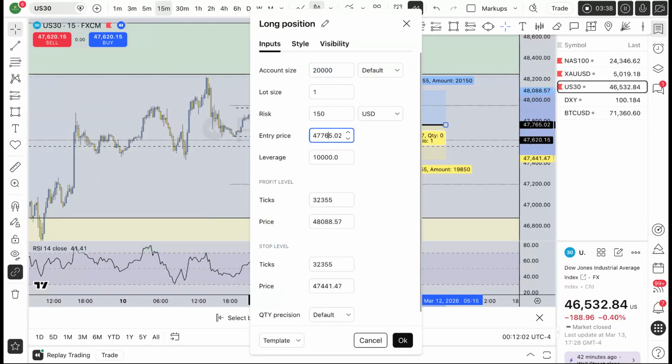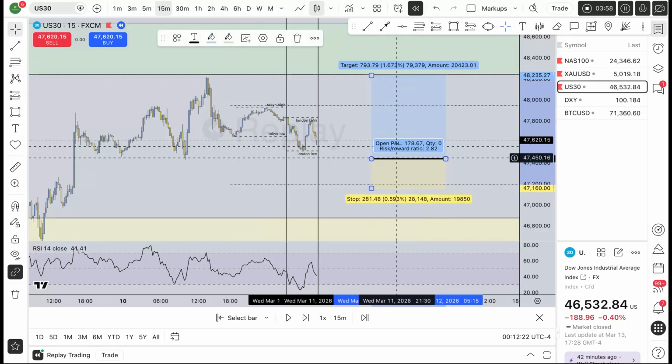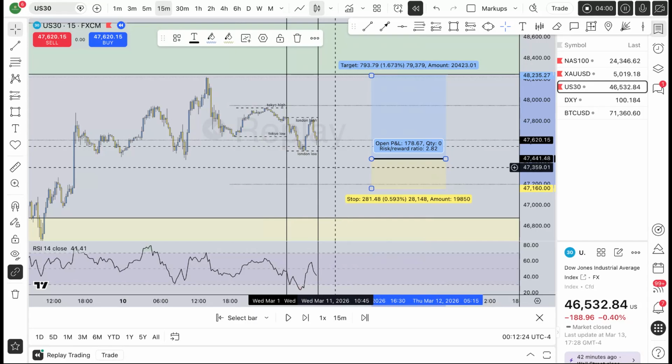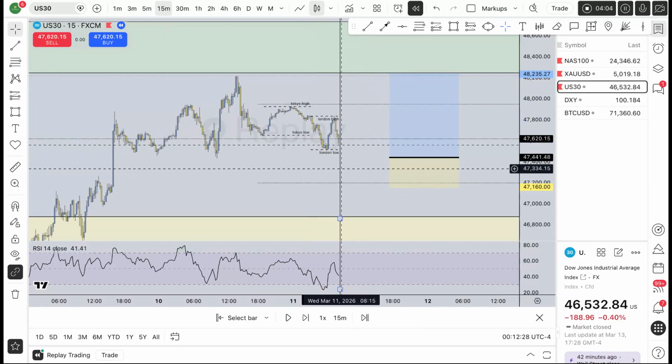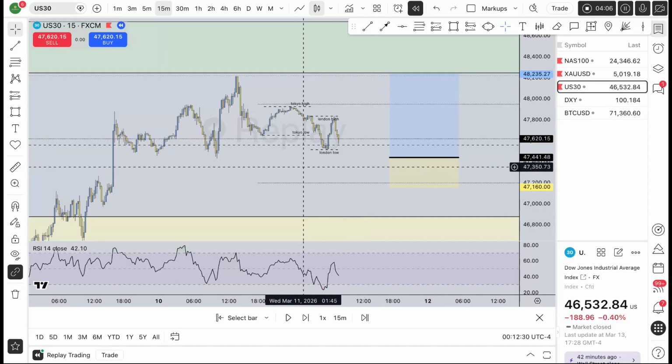Let's mark it. Our entry price was 47,326.04. Our profit level is 48,235.27. And our stop is 47,160. Perfect. So this is our trade idea, okay? So our job is to see what price did during New York.